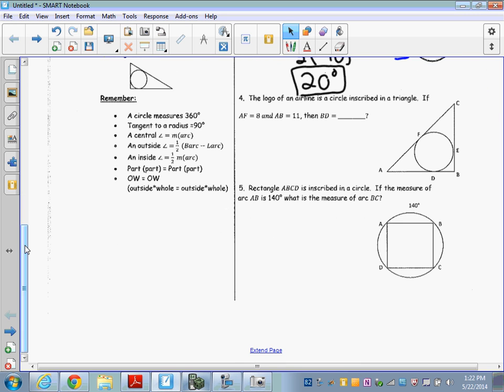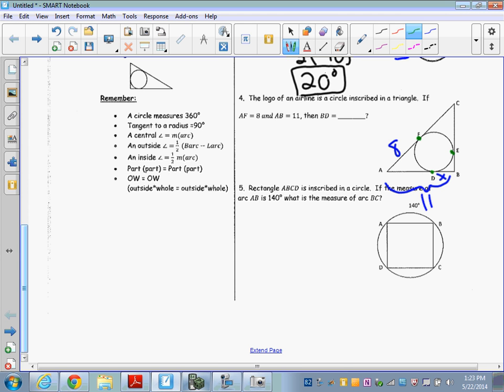Let's move down to number 4. It says the logo of an airline is a circle inscribed in a triangle. So let's fill in the values here. We're given AF is 8 and AB is 11. And we're asked to solve for BD, that's X. One thing you should remember about tangent lines: it means it's only going to touch the circle one time.